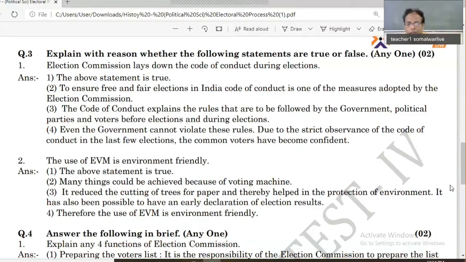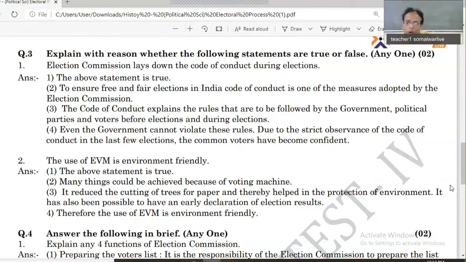If you are writing just only true as the answer, or false, right or wrong, this creates a very bad impression. Please don't repeat it once again. Just write the statement first of all and then start your answer: the above statement is true, and then you write the supportive points.